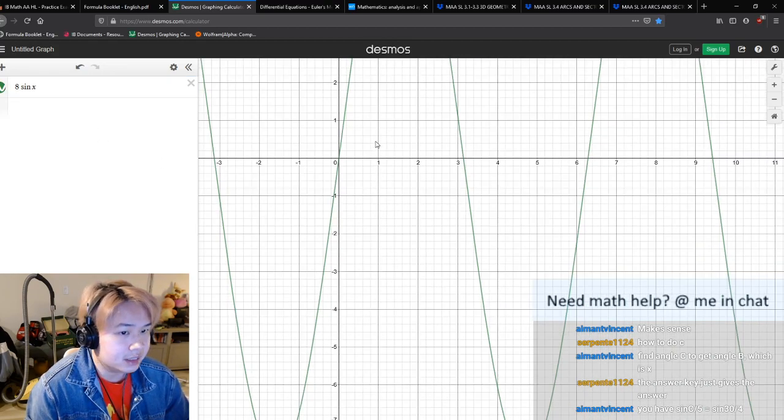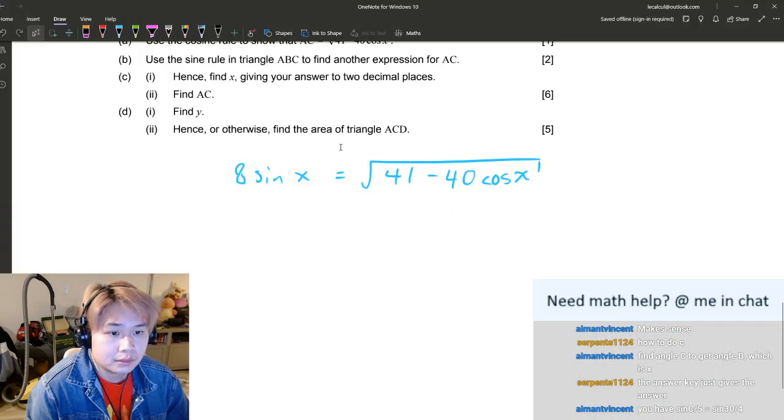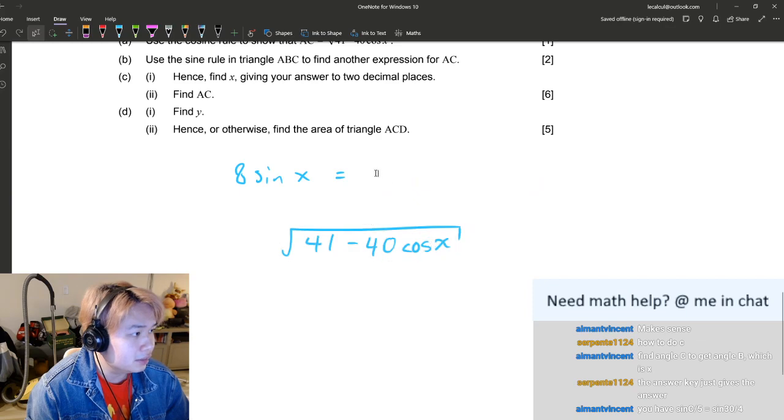So here's 8 sine x. And then instead of finding their intersection, I'm going to find out when this function is going to be 0.